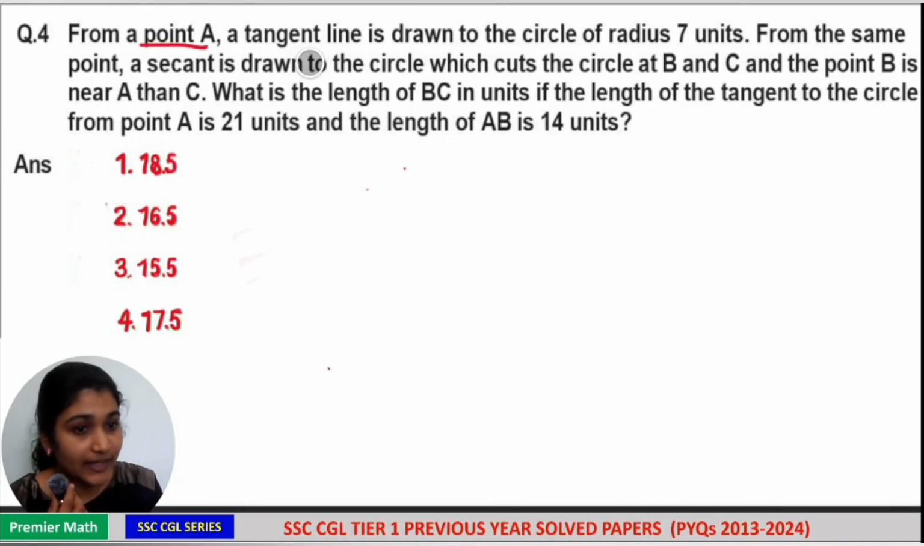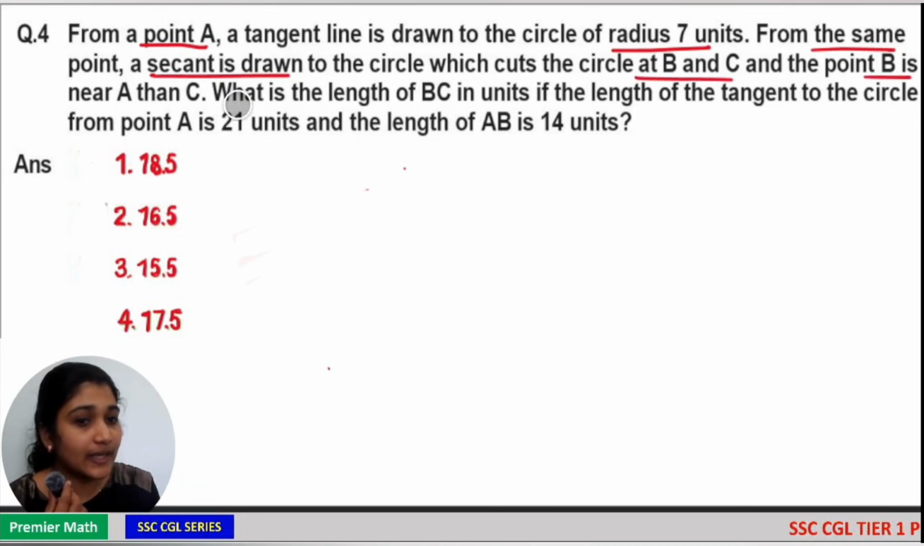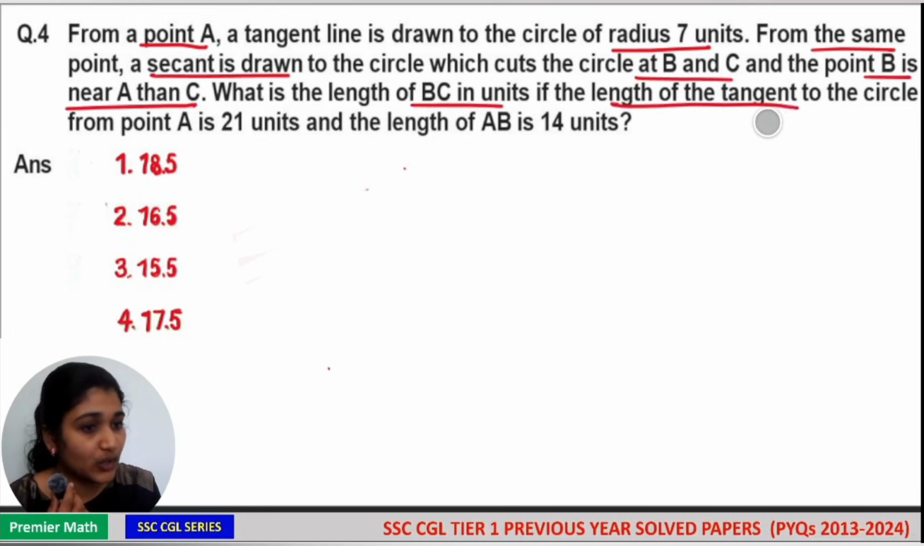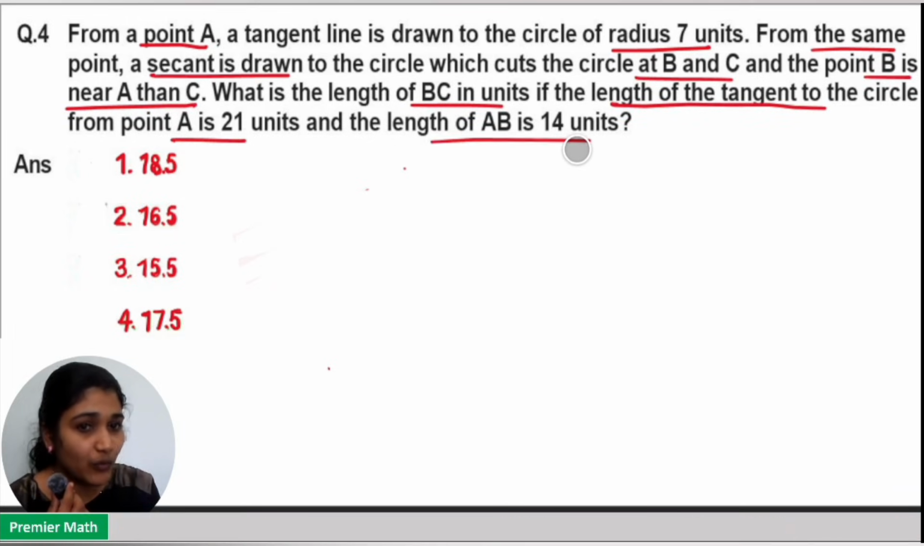From a point A a tangent line is drawn to a circle of radius 7 units. From the same point, a secant is drawn to the circle which cuts the circle at B and C, and point B is nearer to A than C. What is the length of BC in units, if the length of the tangent to the circle from point A is 21 units and the length of AB is 14 units?